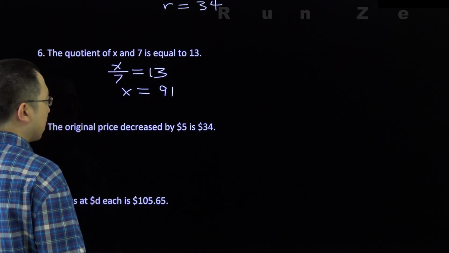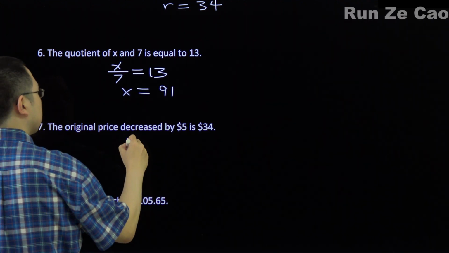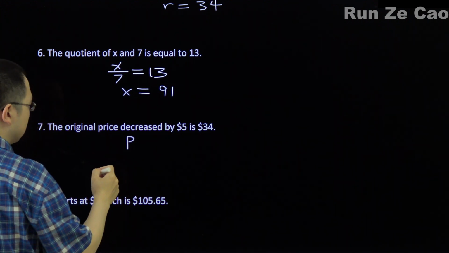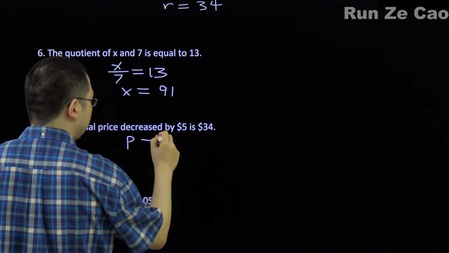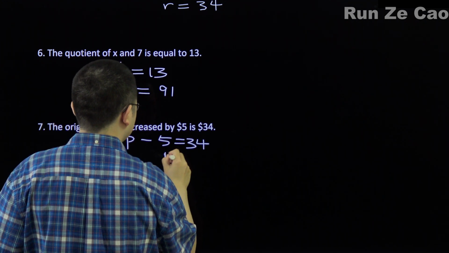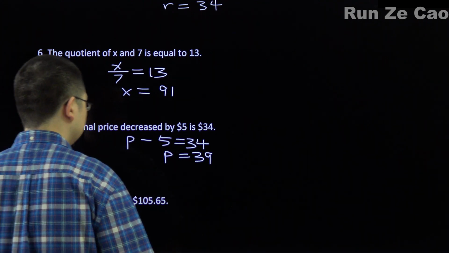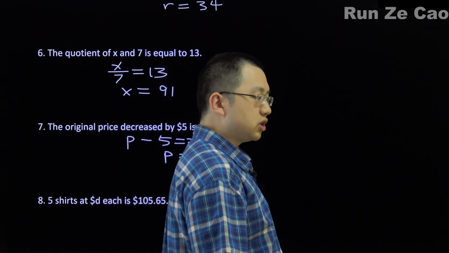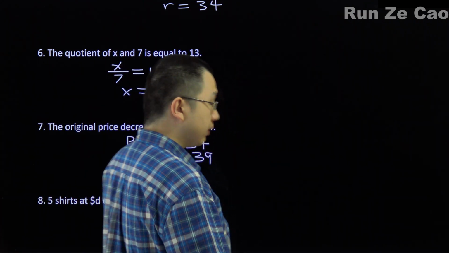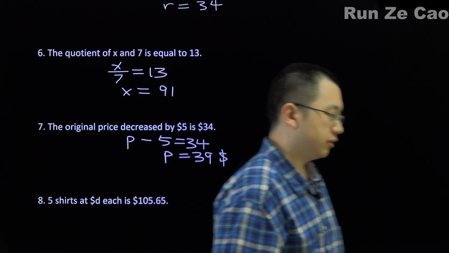The original price decreased by $5 is $34. So P, which is usual for price, minus 5 is equal to 34. P is therefore equal to $39. We should put units here because there were units in the original question. So dollars.